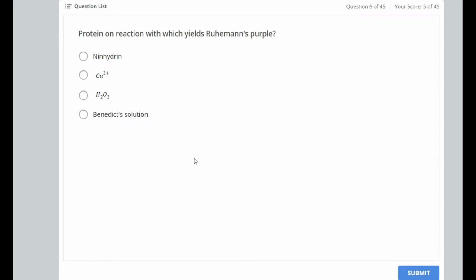Sixth question, protein on reaction with which yields Ruhemann's purple? Is it ninhydrin or Cu2+, H2O2 or Benedict's solution? Which is the right answer? Option A is the right answer.